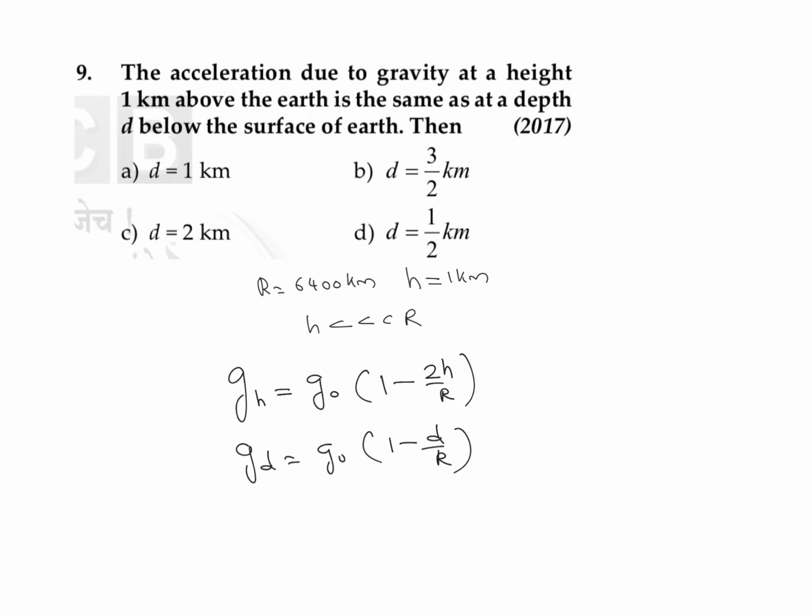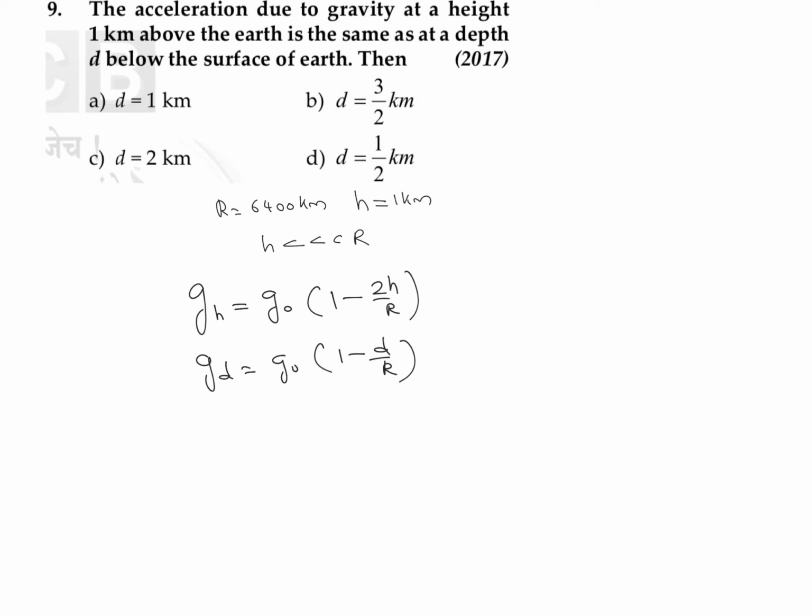Now it is given that both the values are the same, at a height above the earth and at a depth d below the earth. So we can say that these two values are the same according to the question, and we can equate these two equations. So I'll get the value of d should be equal to 2h. So d should be equal to 2h, and the value of h is given as 1 kilometer. So we can write d is equal to 2 kilometers.